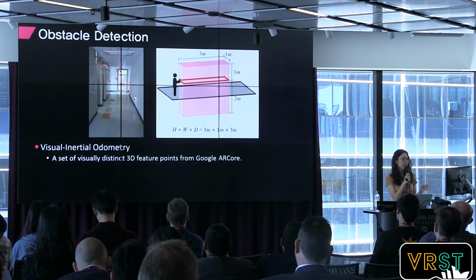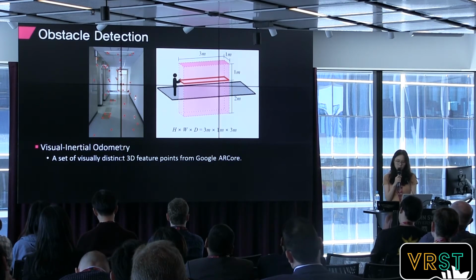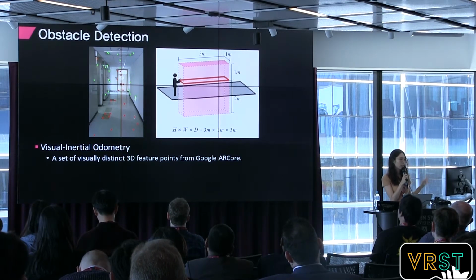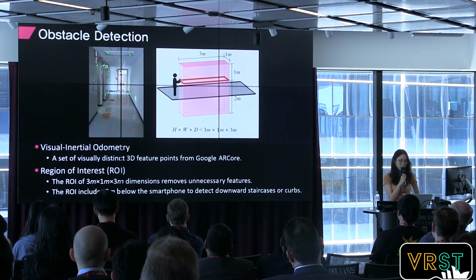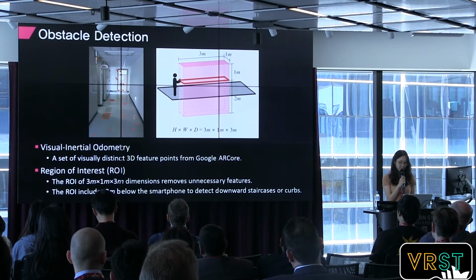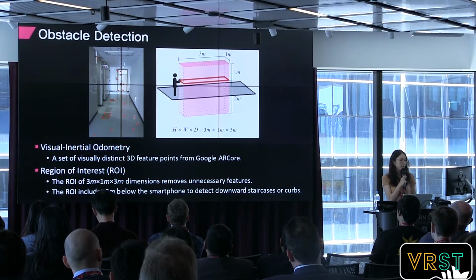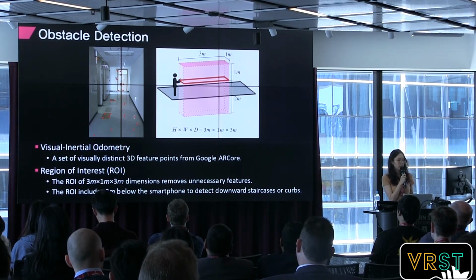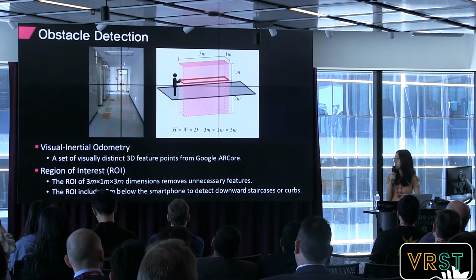However, it is notable that not all of these feature points are necessary for obstacle detection. For example, the feature points on the ceilings or the side walls are not really necessary. So, therefore, we define the region of interest to discard such unnecessary feature points. The ROI is set to 3 meters by 1 meter by 3 meters. And it is notable that we included 2 meters below the smartphone's location so that the system can also detect downward staircases or downward curbs.